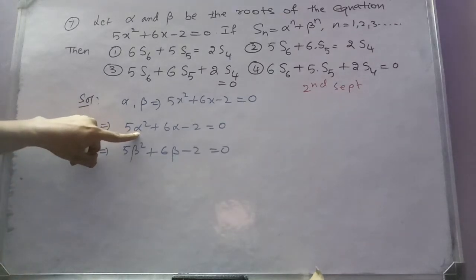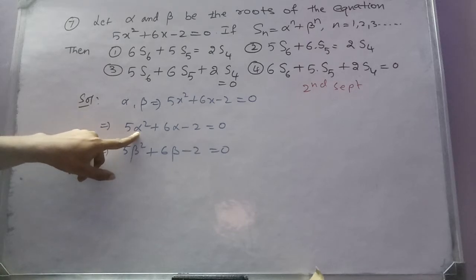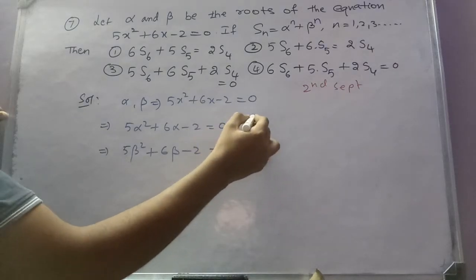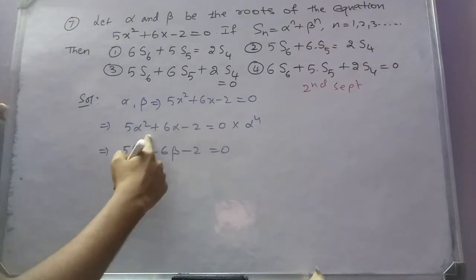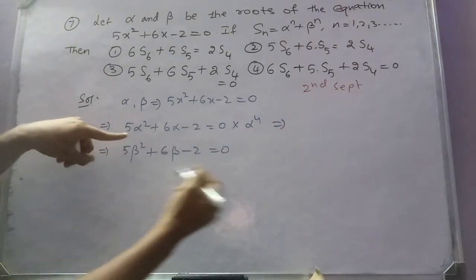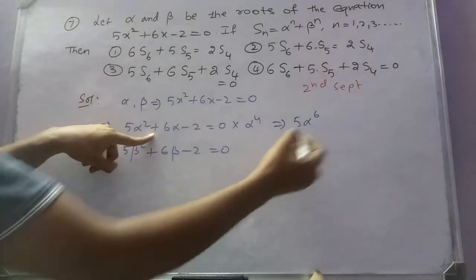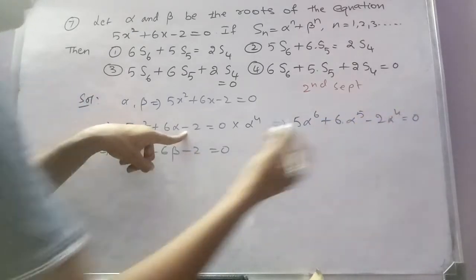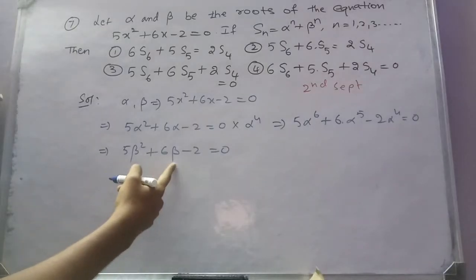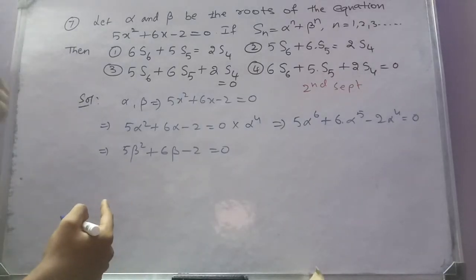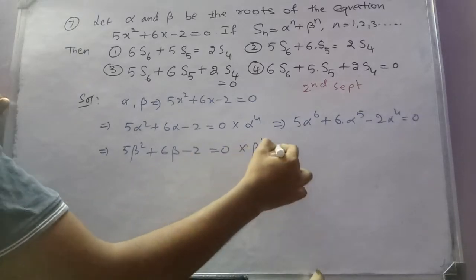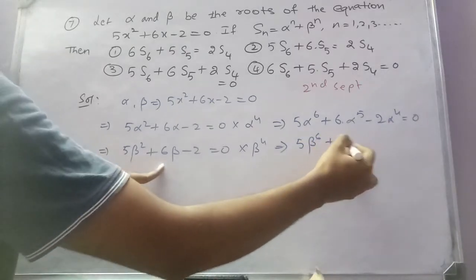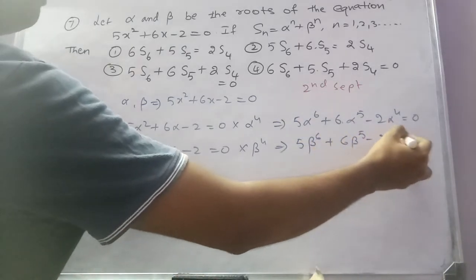So what should I do such that I will get alpha power 6 here? What should I do on both sides to get alpha power 6 here? Clearly, multiplying with alpha power 4, correct? So if I multiply with alpha power 4 on both sides, this equation becomes 5 into alpha power 6 plus 6 into alpha power 5 and then minus 2 into alpha power 4 equal to 0. And similarly here also, if I multiply with beta power 4 on both sides, then 5 into beta power 6 plus 6 into beta power 5 minus 2 into beta power 4 equal to 0.